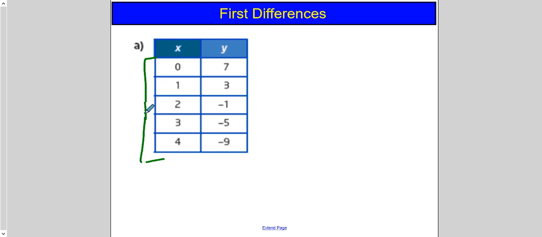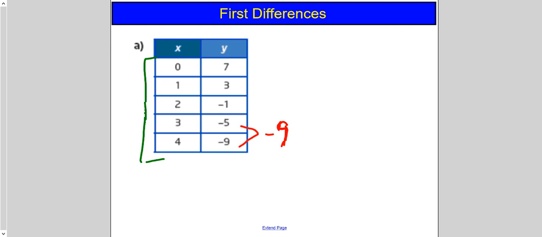So looking at my x values here, I have 0, 1, 2, 3, and 4. They are in order. They're all going up by 1, which means we're good to go for our first differences. First differences actually involve our y values. So we're going to look over at our y column. We're going to begin at the very bottom of our y column. So we can just go to the bottom here. And notice I'm going to put just a couple of lines there. What we're going to do is start with our very bottom number, which is -9.